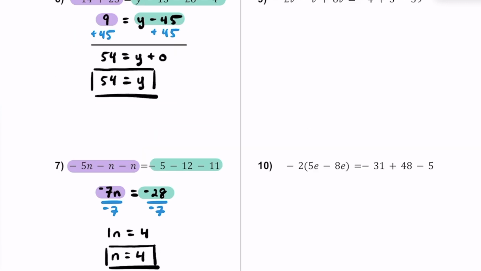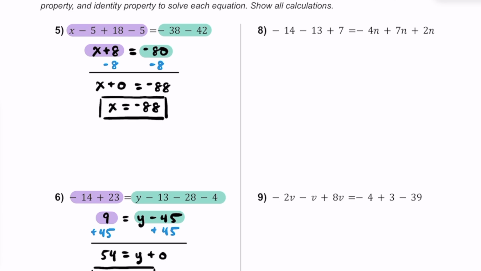All right, let's check out another practice problem here. For number 8, on the left side here, we can look at all these constant terms here. Negative 14 minus 13 is negative 27. Negative 27 plus 7 is going to be negative 20.